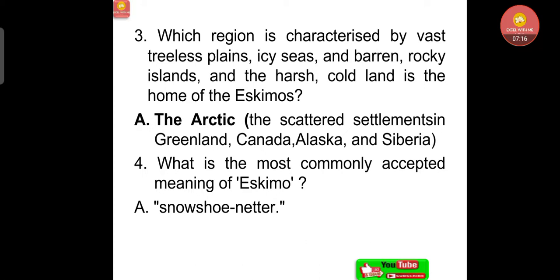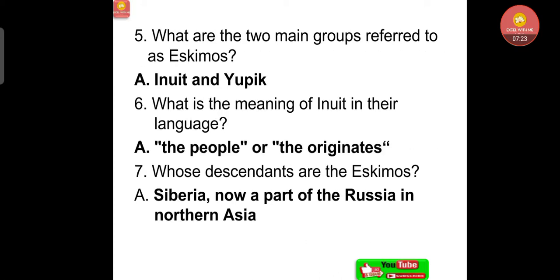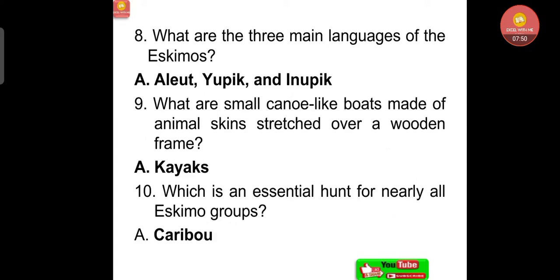Now what is the most commonly accepted meaning of Eskimo? That is snowshoe netter. What are the two main groups referred to as Eskimos? Inuit and Yupik. What is the meaning of Inuit in their language? The people. Next question, whose descendants are the Eskimos? That is Siberia, now a part of Russia in northern Asia.